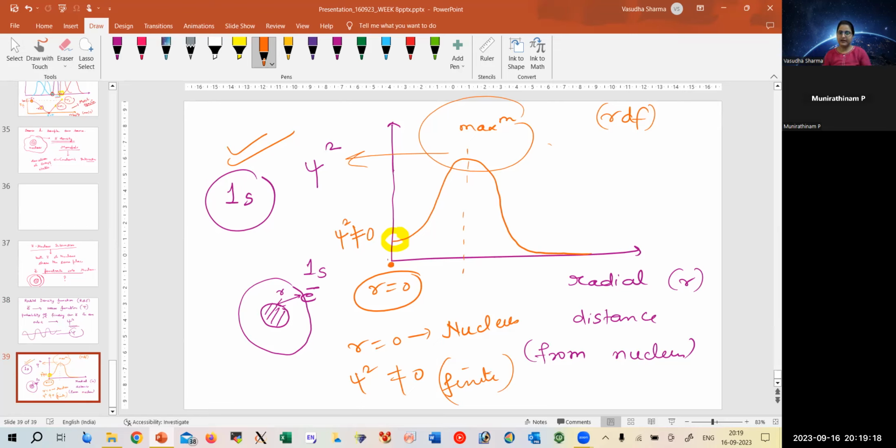Okay, ma'am, I understood. Whether in the nucleus we can see some electron density or not comes from the radial density function.